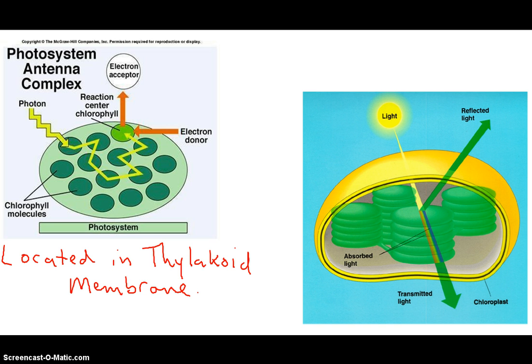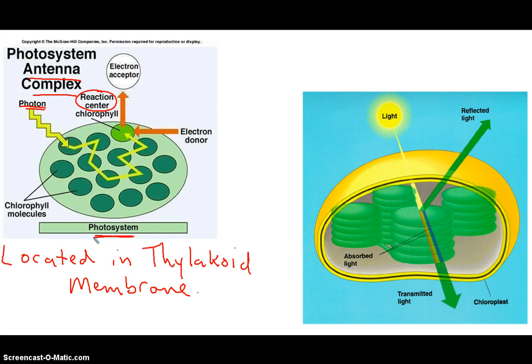So over on the left, here's your antenna complex. So here's what I talked about, a group of pigments being together, mostly chlorophyll. A photon comes in right here, and it bounces around between different pigments until it gets channeled to the reaction center. And all of those together will bump an electron up. Now this photosystem is located in the thylakoid membrane.